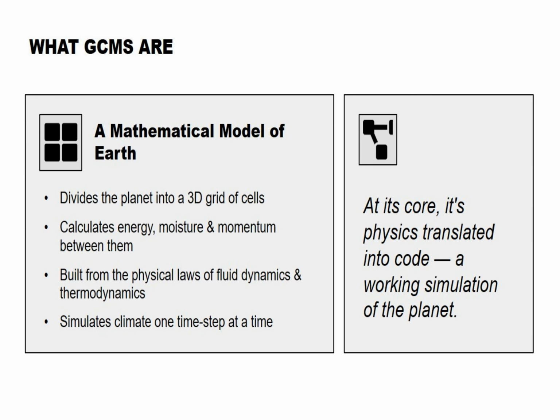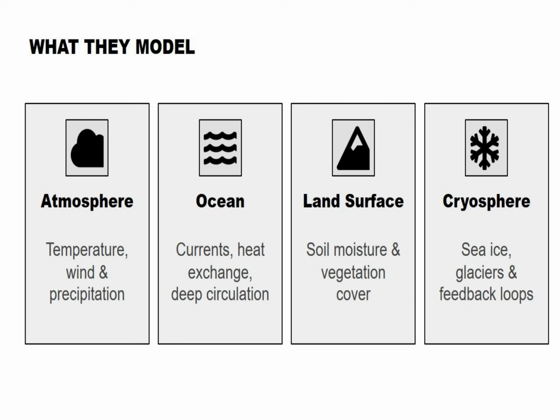But first, what GCMs are. GCM's full form is Global Climate Model, which is a mathematical representation of Earth's climate system. It divides the planet into a grid of cells, horizontally and vertically through the atmosphere, and calculates how energy, moisture, and momentum move between them. At its core, it's the laws of physics translated into code, simulating the planet's climate one time step at a time.